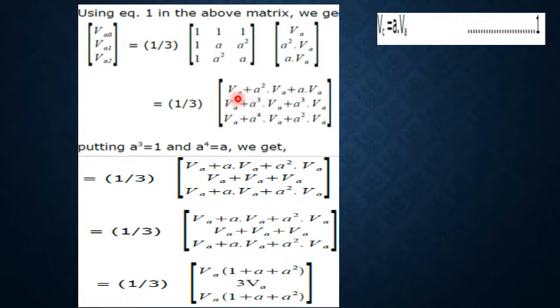In the second row we are having two a cube values, so a cube is nothing but 1, so replace it by the respective value 1. And in the third row we are having a to the power 4 over here, so a to the power 4 is nothing but a, so there you replace it by the value a. So after that we are going to get this simplified matrix. Then let us see what can be done further now.